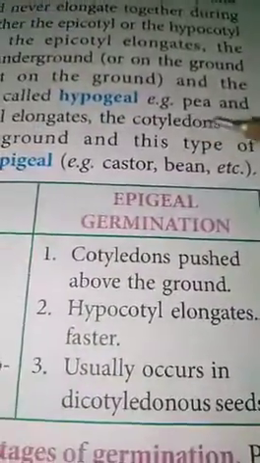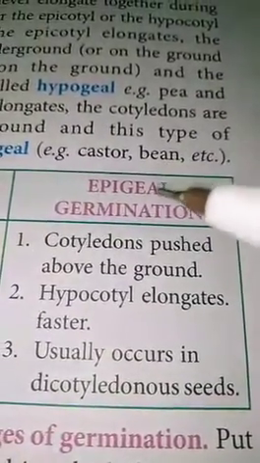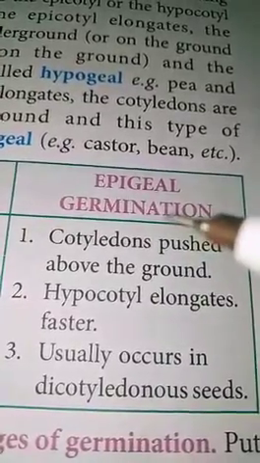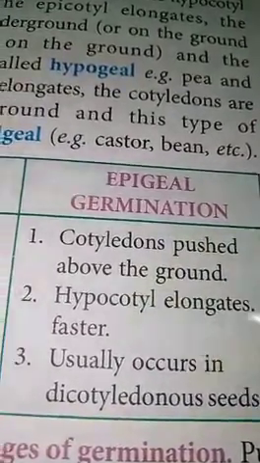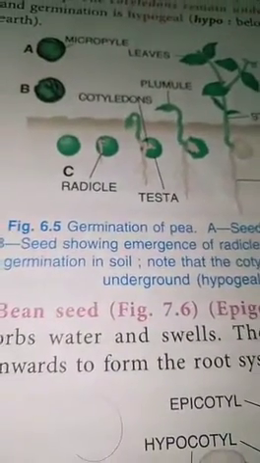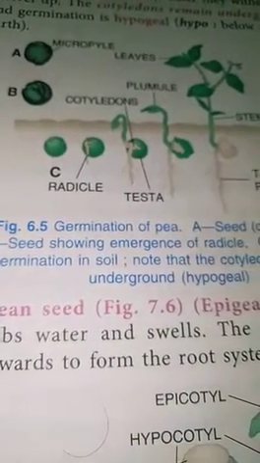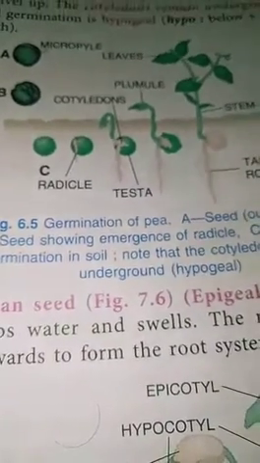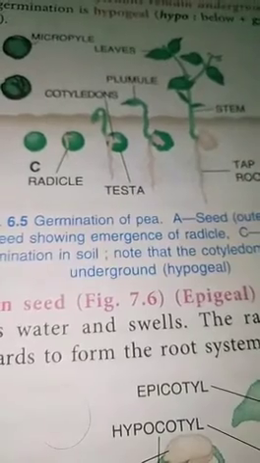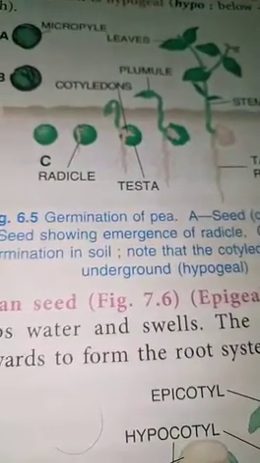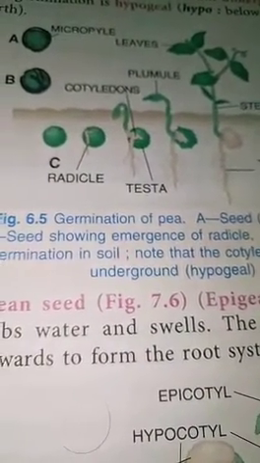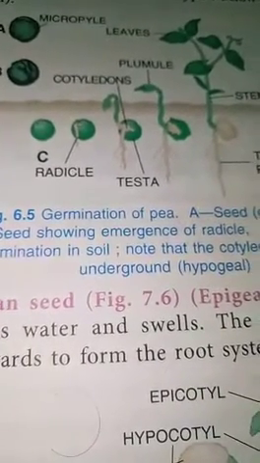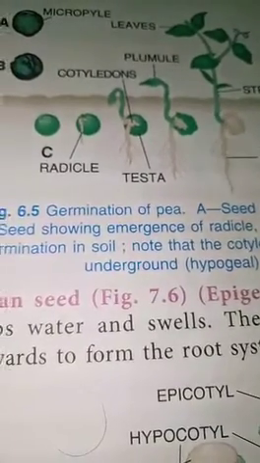Please go through the points of epigeal germination. Cotyledon push above the ground, hypocotyle elongates faster and usually occur in dicotyledon seeds. Bean seed is a very good example for plants that showing epigeal type of germination. There are two types of germinations, hypogeal germination and epigeal germination, based on the elongation of hypocotyle or epicotyle. If epicotyle elongates, then the germination is known as hypogeal germination, and if hypocotyle elongates, then the germination is known as epigeal germination.